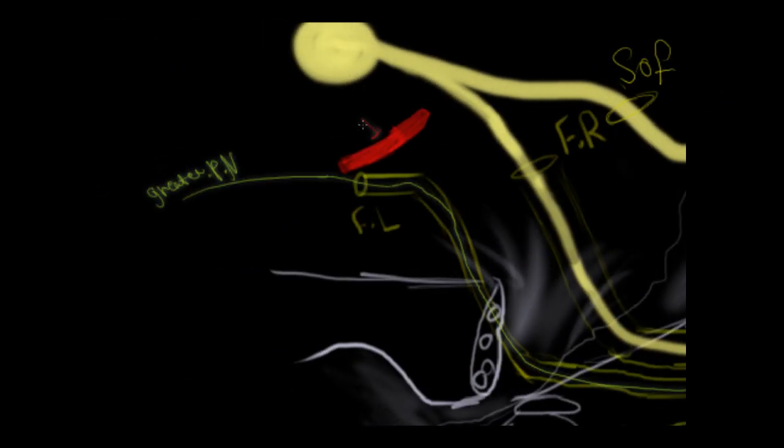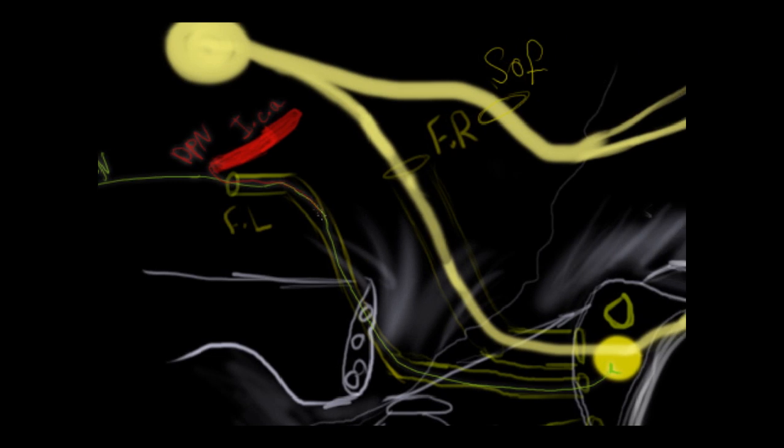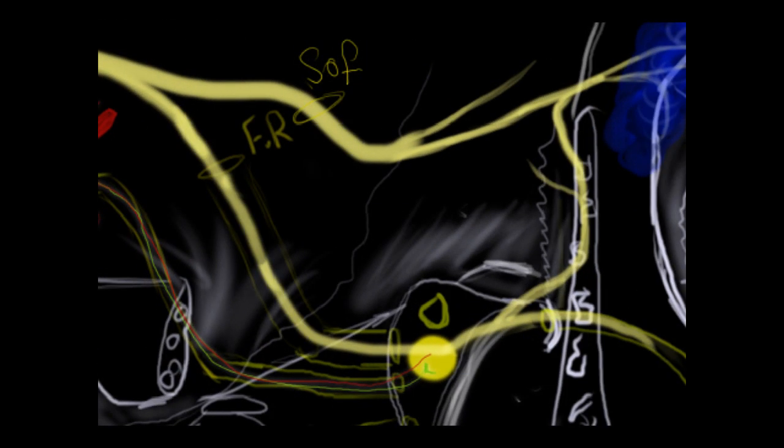This is the internal carotid artery. It gives a sympathetic plexus which accompanies the greater petrosal nerve. This sympathetic nerve is called the deep petrosal nerve. So it accompanies the greater petrosal in the foramen lacerum. This is the foramen lacerum. It does not synapse in the sphenopalatine ganglion. So this is the sphenopalatine ganglion here.